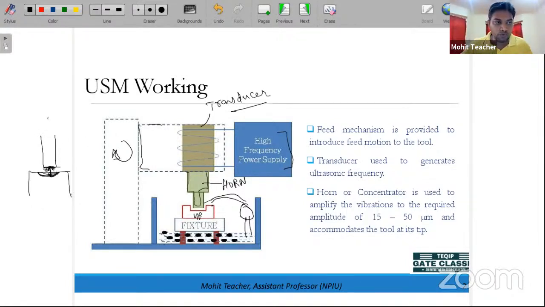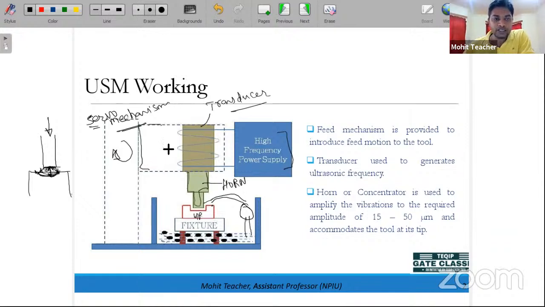So what we have to do is push it downward. Now when you push it, this area will also come in contact with these boundaries, so the material will also start being removed from these areas. Please keep this in mind. Now for the feeding mechanism, downward or upward, we are using the servo motor. This is also one of the important questions that has been asked in many PSUs: what mechanism are we using in USM for the feeding mechanism.